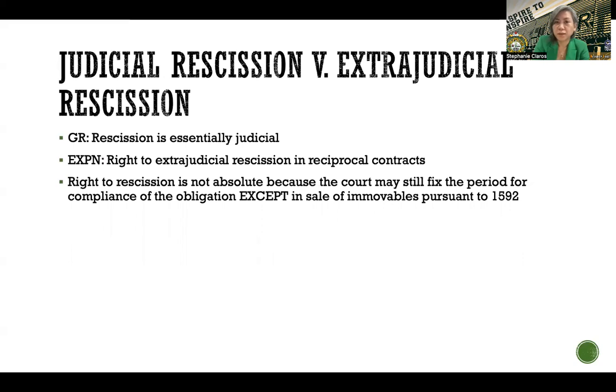So remember, guys, that the general rule is that rescission is essentially judicial. The exception will be the right to extrajudicial rescission in reciprocal contracts. The right to rescind is not absolute, even if there is extrajudicial rescission, because the court can still fix the period for compliance of the obligation, except in sale of immovables pursuant to Article 1592.